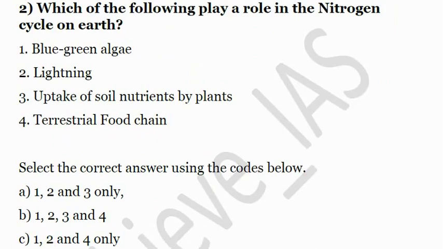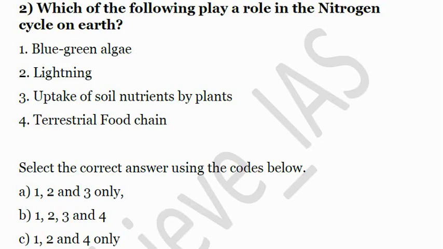So friends, let me tell you that yes, blue-green algae play an important role, because blue-green algae take up the nitrogen in the atmosphere and convert it into proteins and other compounds, and also lightning fixes to a certain extent the nitrogen in the atmosphere. Also, from the soil the plants uptake the soil nutrients, and nitrogen is also involved in this uptake, and in this way nitrogen is transferred to the plants. And also the terrestrial food chain has a role to play in the nitrogen cycle.